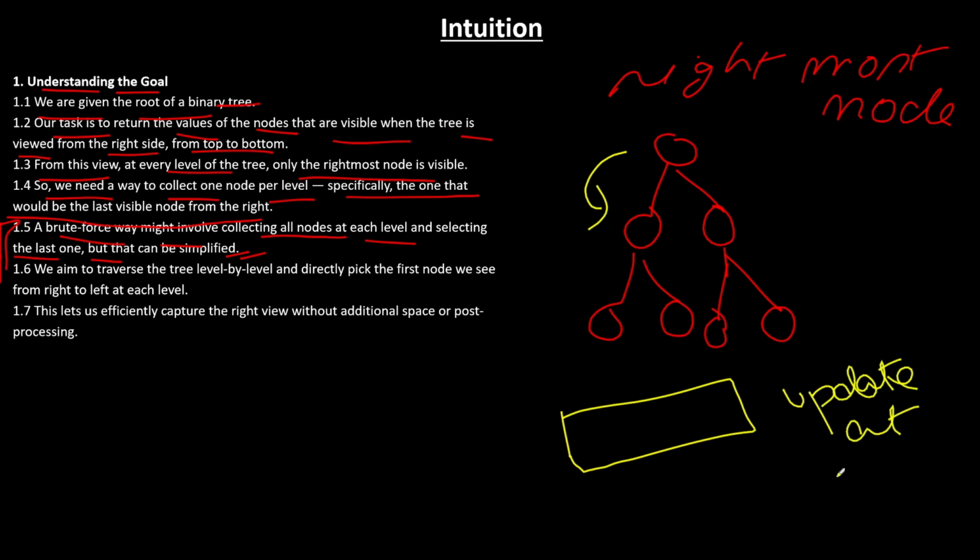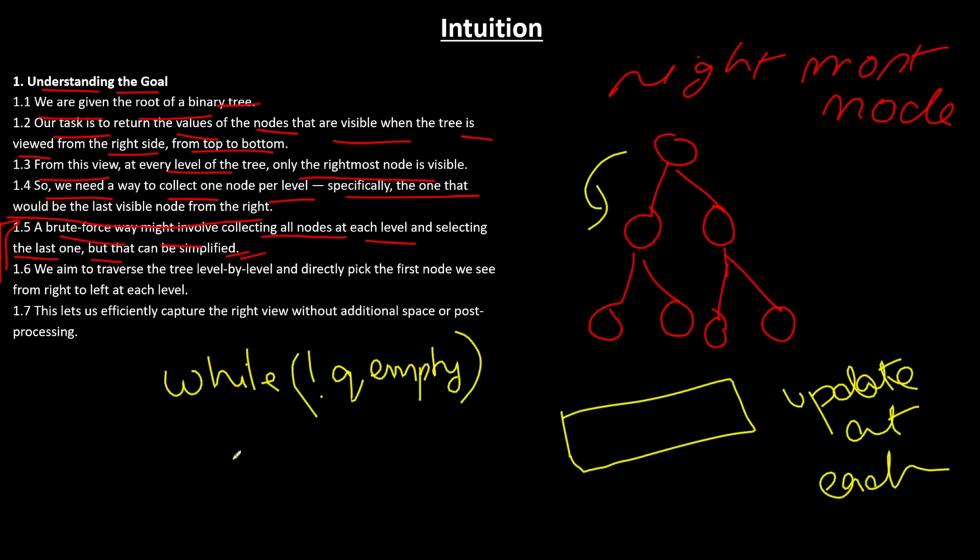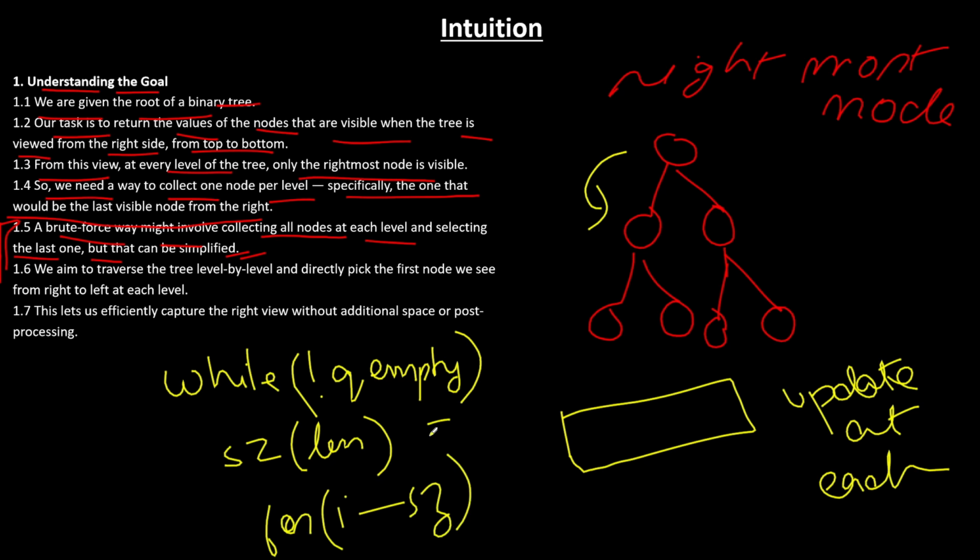Update at each level. So basically, when you write while queue is not empty, correct? You take the size of the queue here, right? Then you go for the for i to size, correct? In this part, you update the vector every time, fine? Or basically, you initialize the vector again.